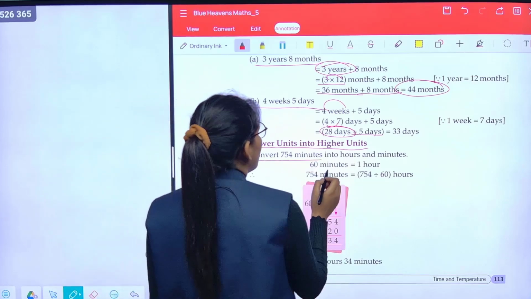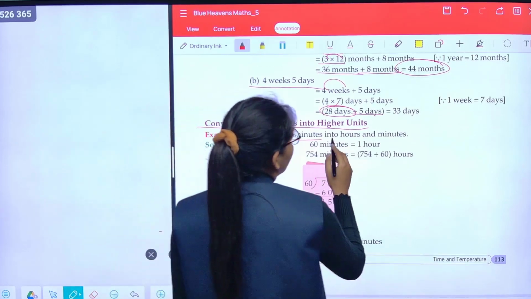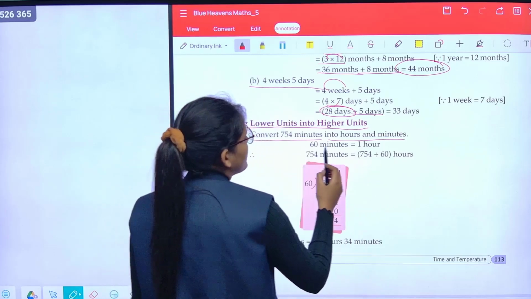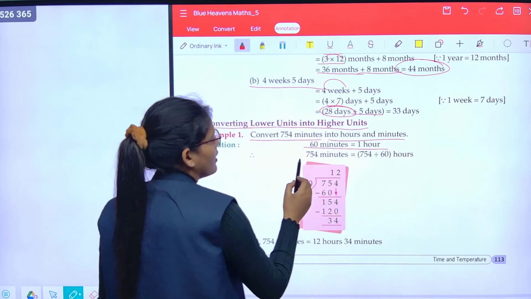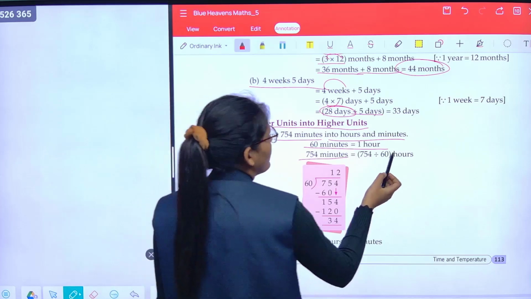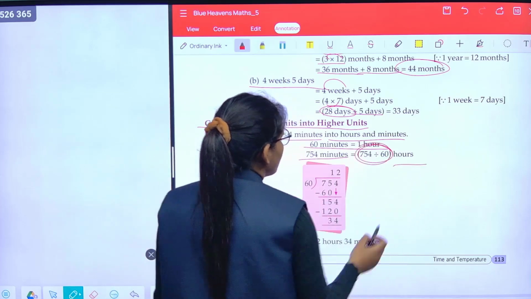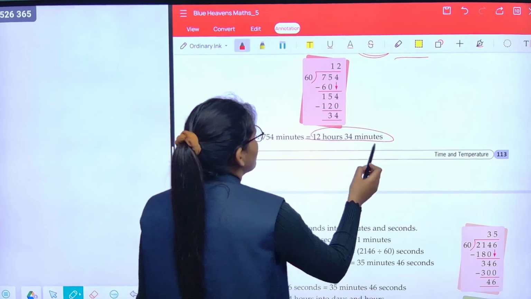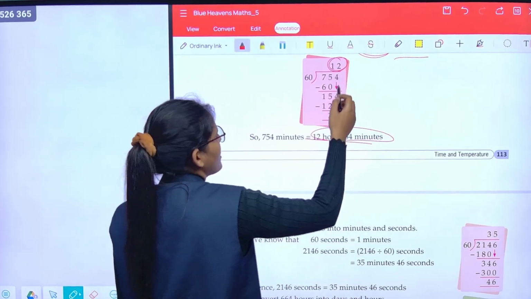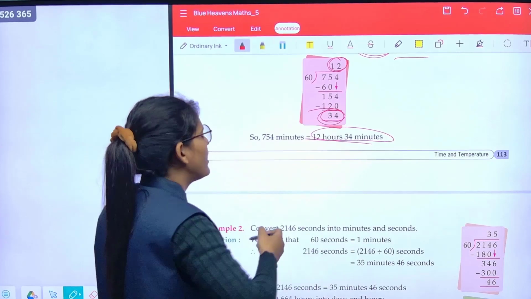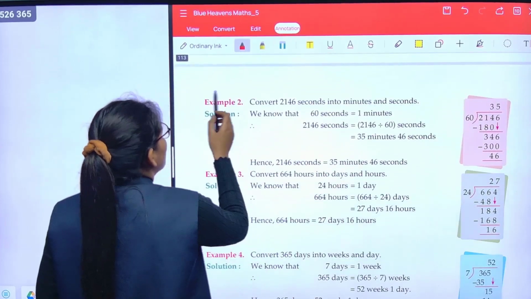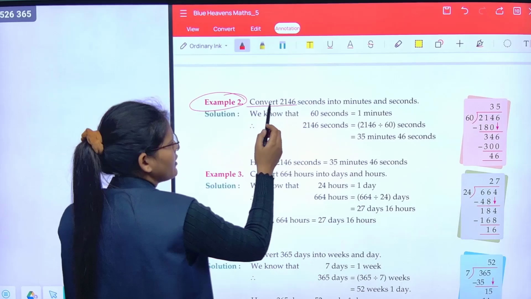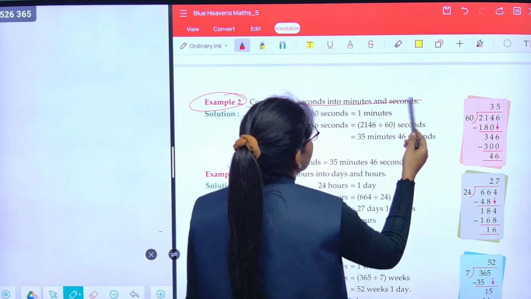Now convert 754 minutes into hours and minutes. Now 60 minutes is equal to 1 hour. Now 754 divided by 60, so it is 12 hours 34 minutes. जो हमारा क्वेश्चन होगा वो हमारे आवर्स होंगे, जो रिमाइंडर होगा वो हमारे मिनट्स होंगे क्लास. Now example number 2, convert 2146 seconds into minutes and seconds.